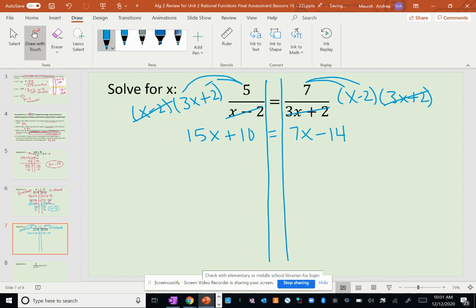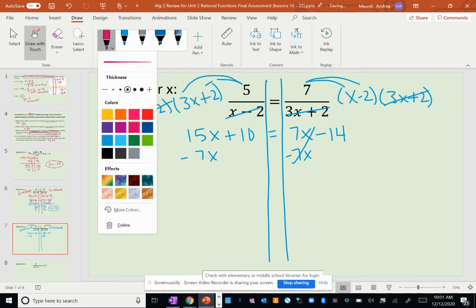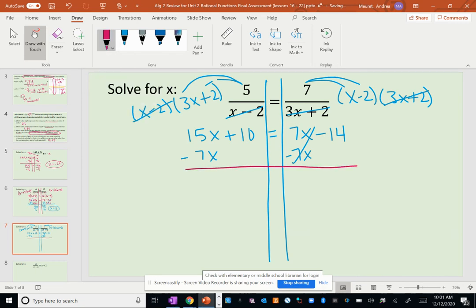And now I'm going to do the same thing. Move the x's to the left by subtracting the 7x so that this is 0. And then I will also move the constant to the right. So I'm going to subtract the 10 so that this equals 0. And then 15x minus 7x is 8x. And negative 14 minus 10 is negative 24. Divide by the 8, x equals negative 3.